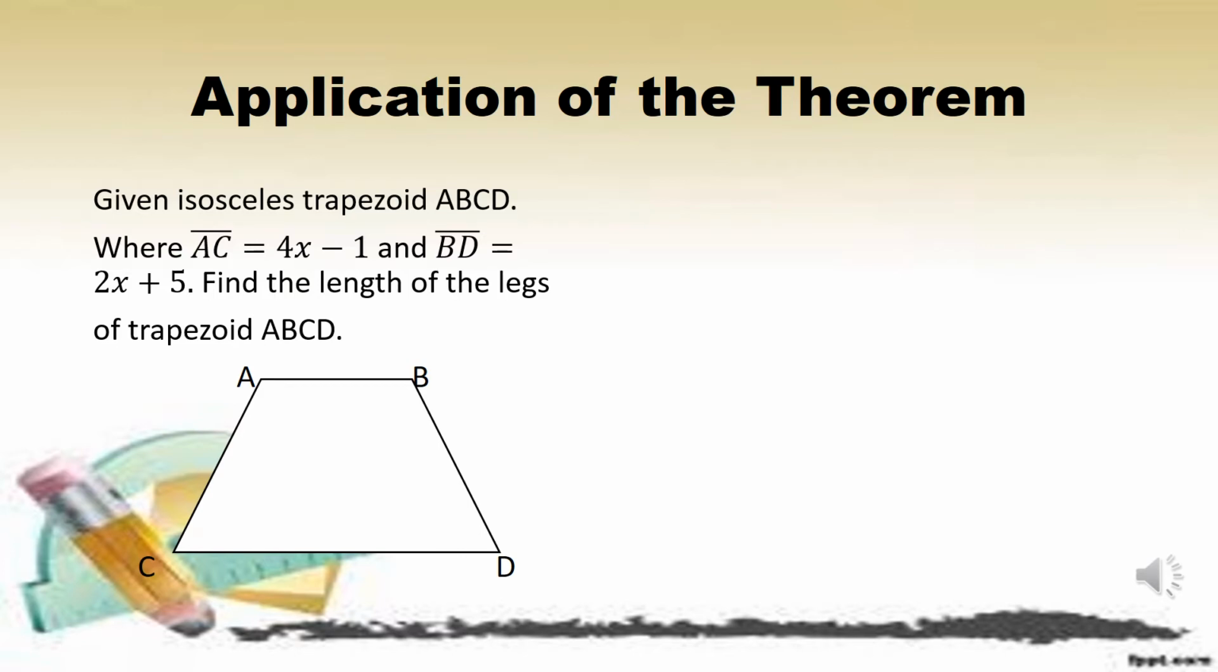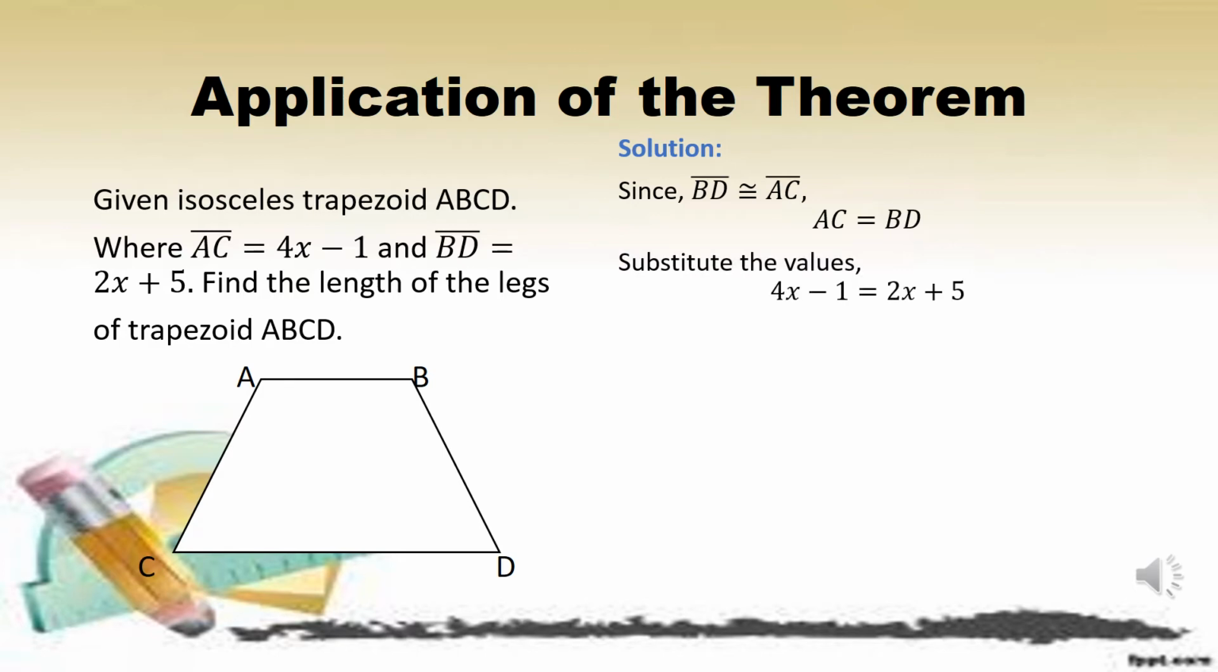And now the solution is, since segment BD is congruent to segment AC, AC is equal to BD. Substitute the values. We have 4x minus 1 equal to 2x plus 5. Now let us solve for x. 4x minus 2x is equal to 5 plus 1 by combining like terms using addition and subtraction property. Now we have 2x equals 6. To get rid of 2, we divide 2x and 6 by 2. Now we have x equal to 3.